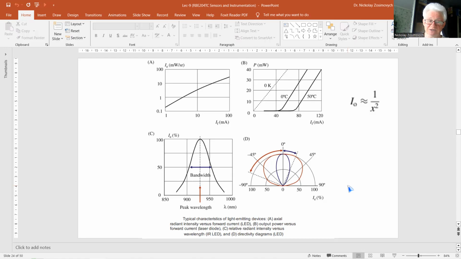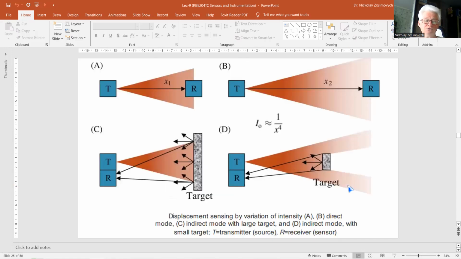If both sensors have stable, identical sensitivity, source instability can be completely eliminated, and the final accuracy is limited by changes in the difference of sensor parameters. And figure C shows the indirect mode suitable for contact-free distance measurement.